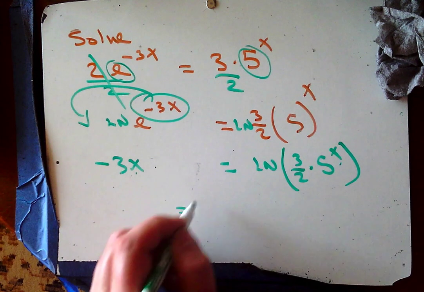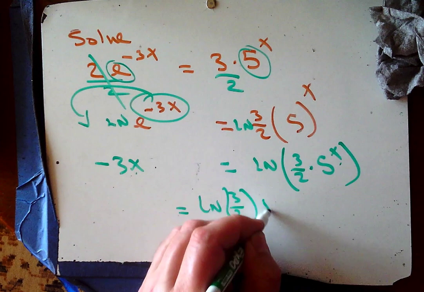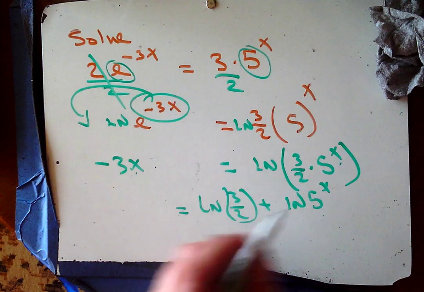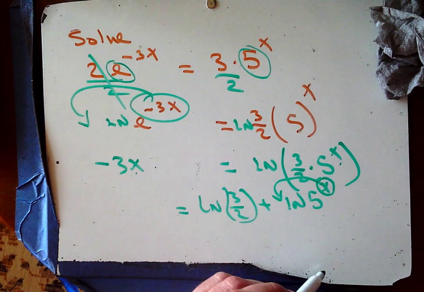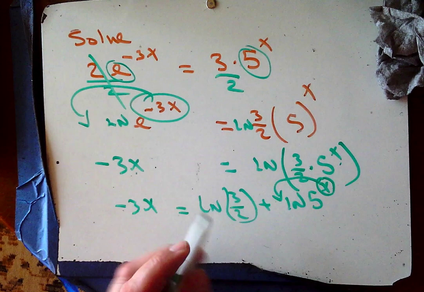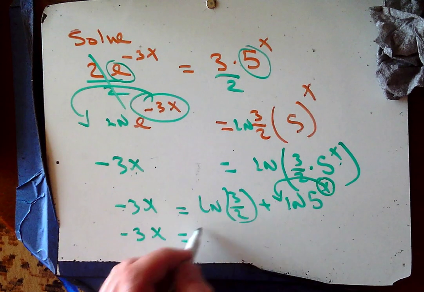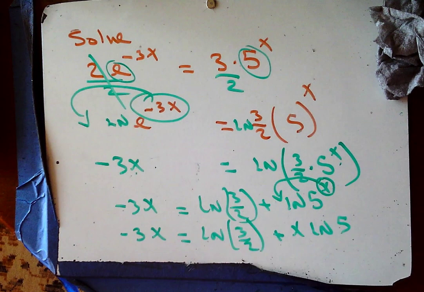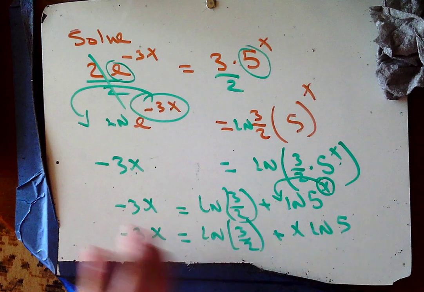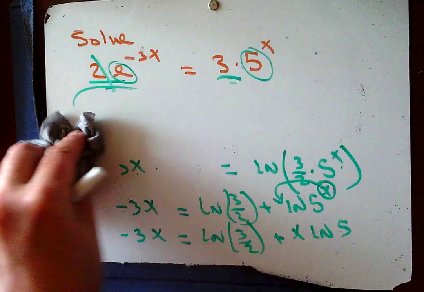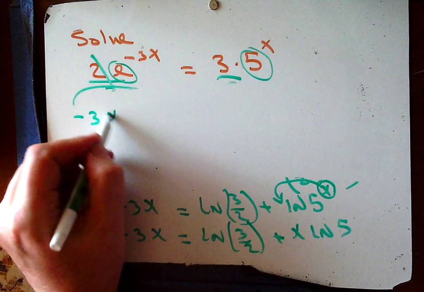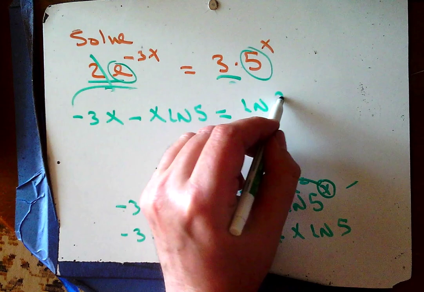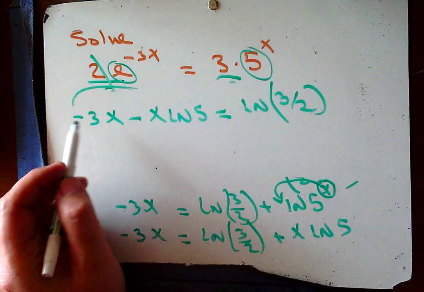So ln of 3 halves plus ln of 5 to the x. All right, so for 5 to the x, I can use my power rule and bring that down. Great, so now I've got negative 3x equals ln of 3 halves plus x ln 5. Hey, I've got an x on both sides. Why don't I move all my x's to one side of the equation? So I've got minus 3x minus x ln 5 equals ln of 3 halves.